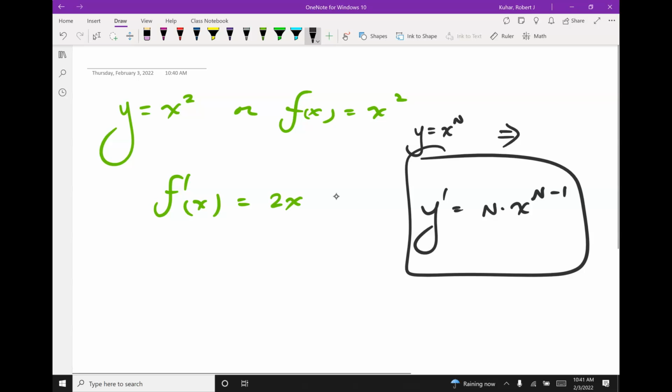So notice my shortcut. Notice I had a power of 2. And what does this thing say? Take my power and move it out front as a coefficient. So you see the square is coming out front as a 2. And then do what to my power? Reduce it by 1, so x squared becomes x to the 1. All right, long cut.